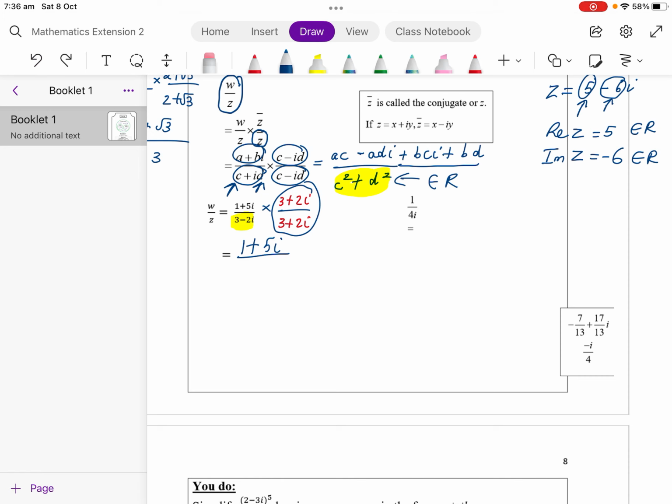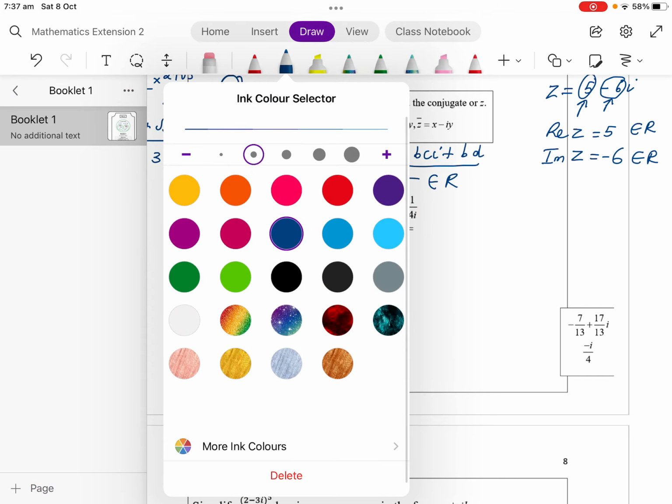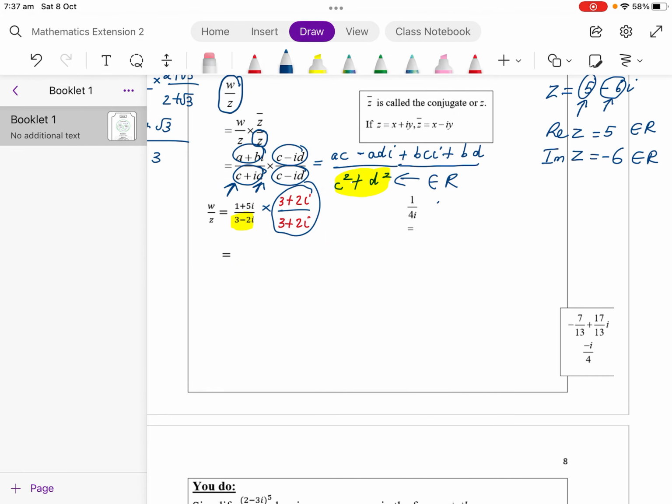Okay, let's do that. So on the top, I'm going to FOIL out that expression, and hopefully this is getting quicker for you. So we're going to get 1 times 3, 1 times 2i, 5i times 3, that's 15i, and then 5i times 2i, that's going to be minus 10. And on the bottom, we've got the difference of two squares. That's going to be 3 squared plus 2 squared. And so on the top, we end up with minus 7 plus 13i. And on the bottom, we get 13.